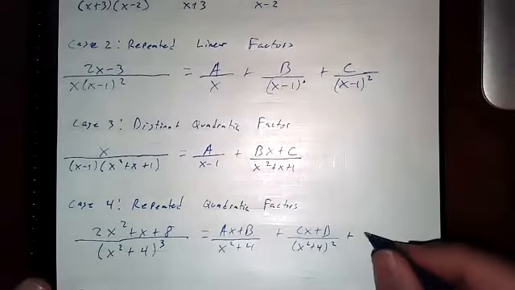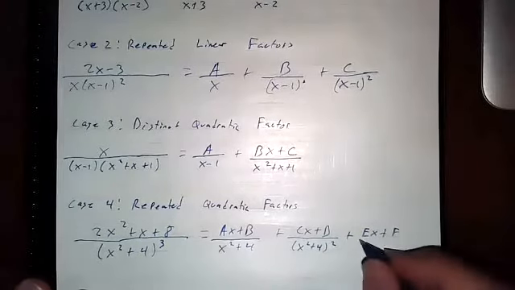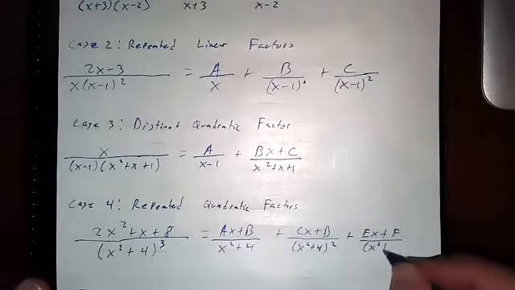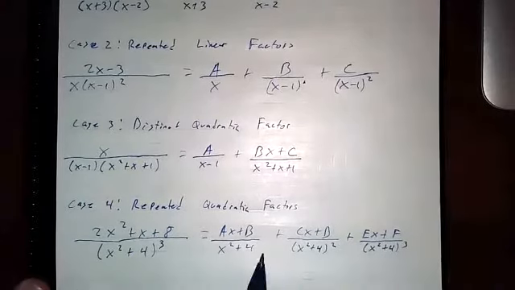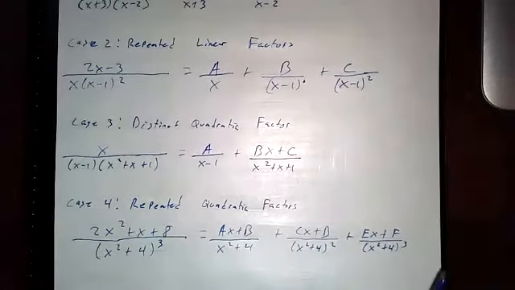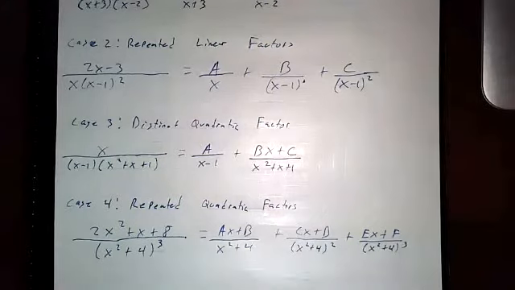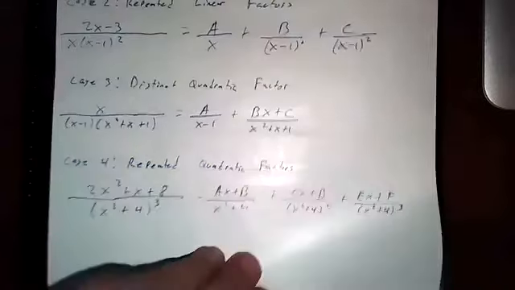plus Ex plus F over this one cubed. So you see how we went from 1, 2, 3. Does that make sense? So we're applying the repeated rule onto a quadratic type factor. Case 5 is the most annoying one because you have to do long division in order to fix it, which will probably require an entire page.